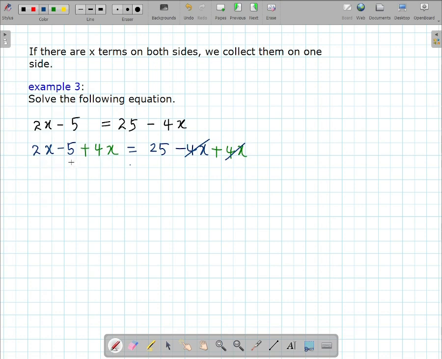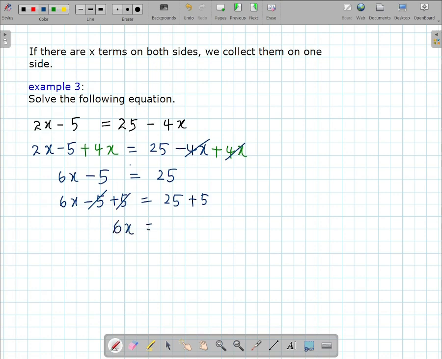We can simplify them. 2x plus 4x, that is 6x, minus 5 equals 25. Then we have to remove this minus 5. That is, you have to add plus 5 to both sides. So 6x minus 5 plus 5, 25 plus 5. Then minus 5 plus 5 gone.